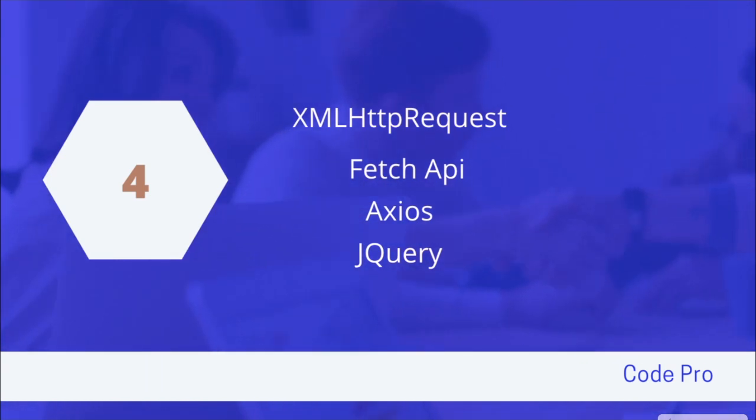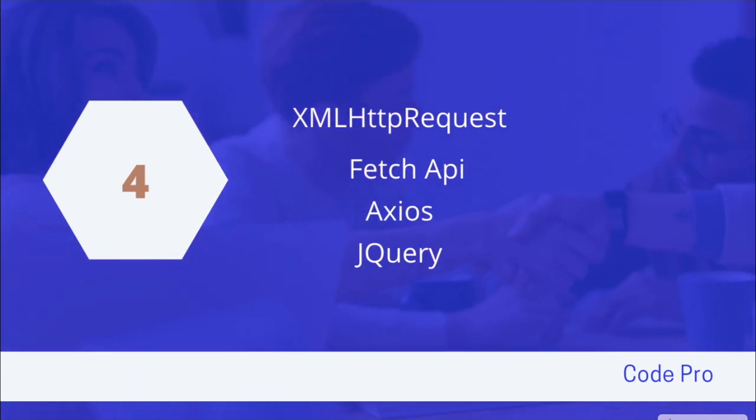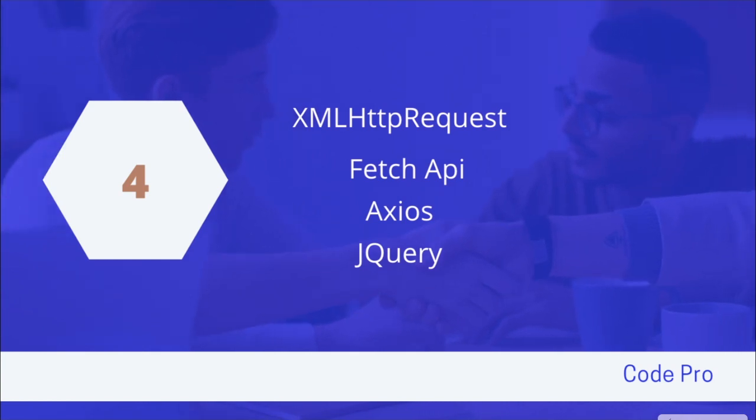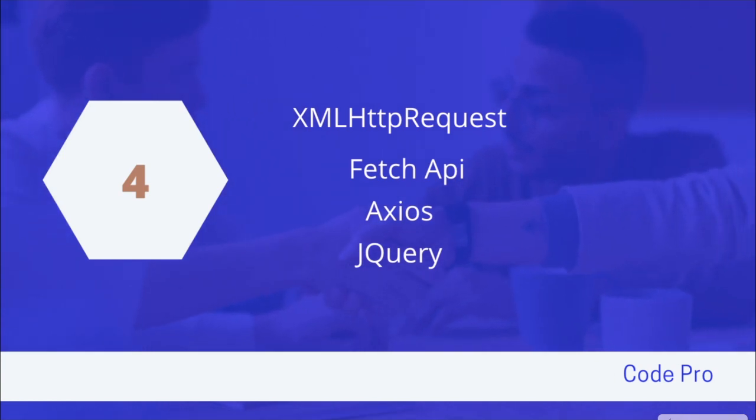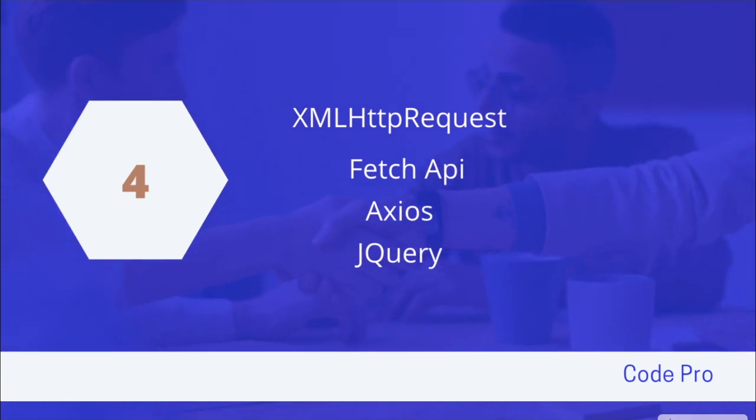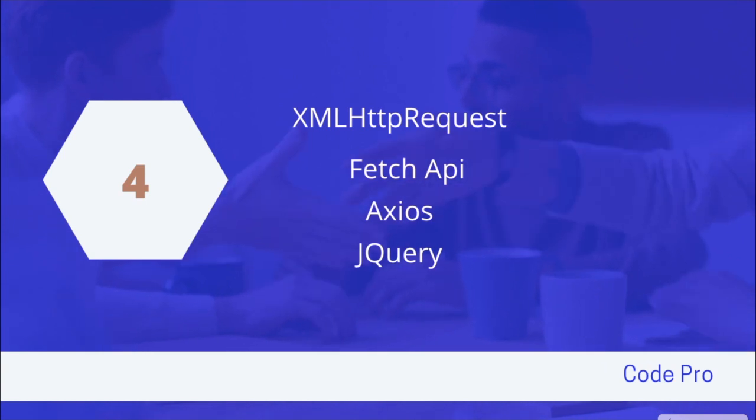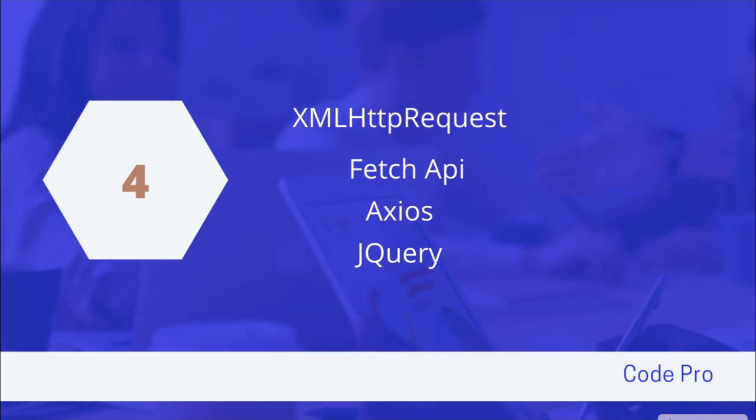In this, the first two are browser built-in objects. We can use them directly: the XMLHttpRequest and the fetch API. And the second two are third-party JavaScript libraries that we need to import to make an HTTP request from the browser. Let's dive into the code and see how it works.